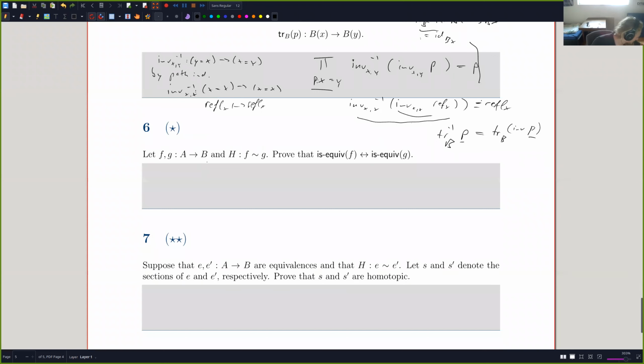Let's check what time it is. 14 more minutes, so we should move on.